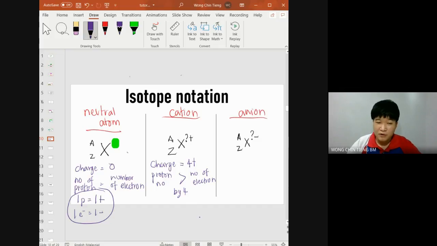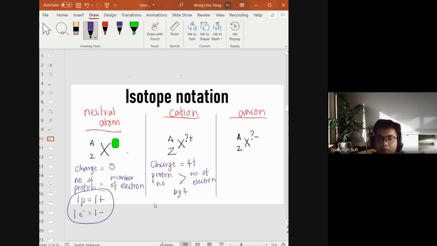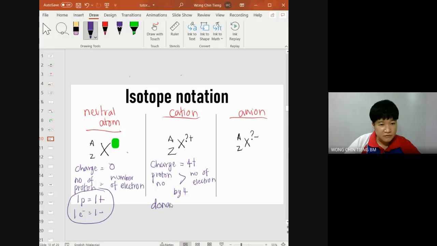Okay. Sambung lagi Ian. Macam mana proton number boleh lebih daripada number of electron dengan 4? How can this condition happen? Sebab dia donate 4 electron. Good. Because it donates 4 electron. Agree class?